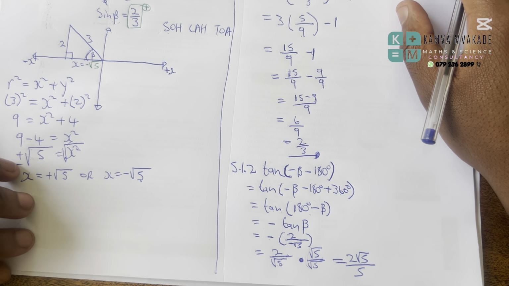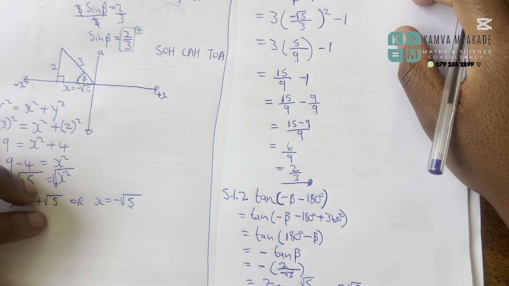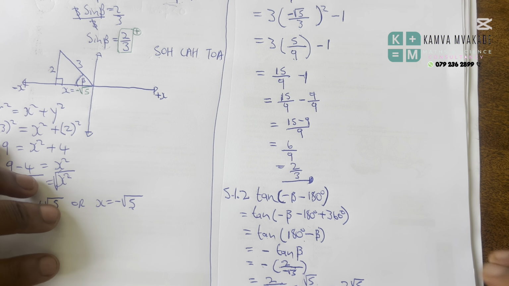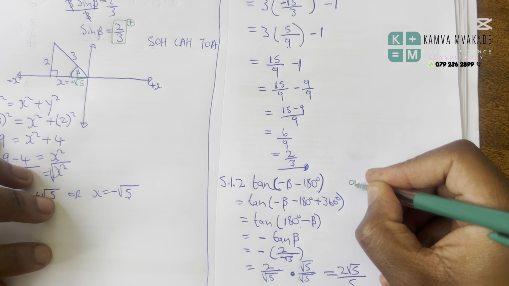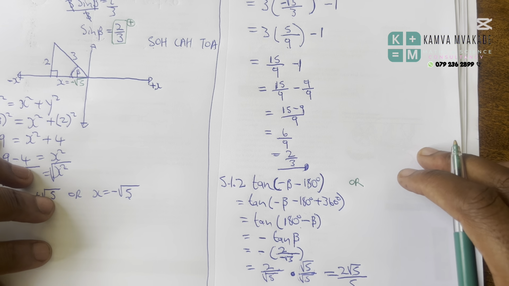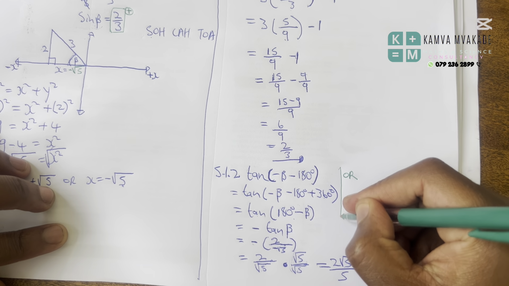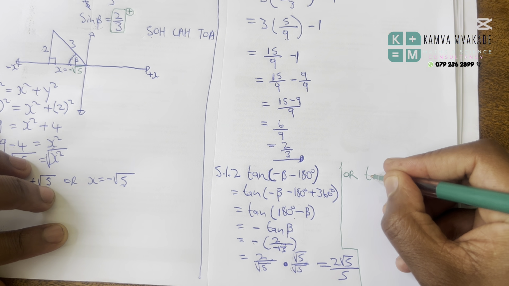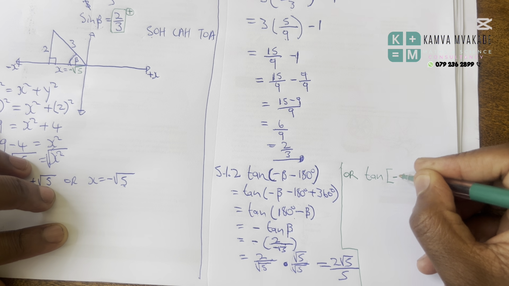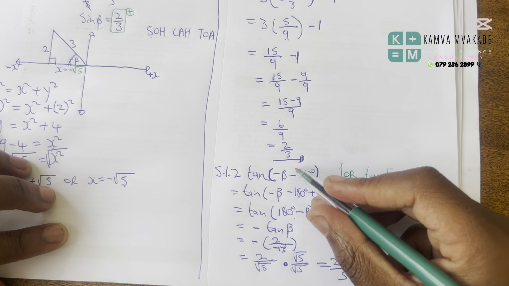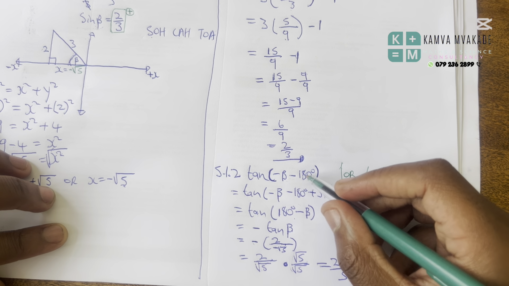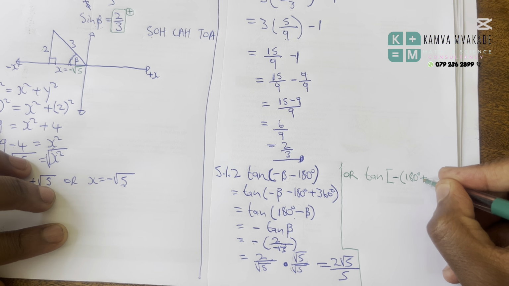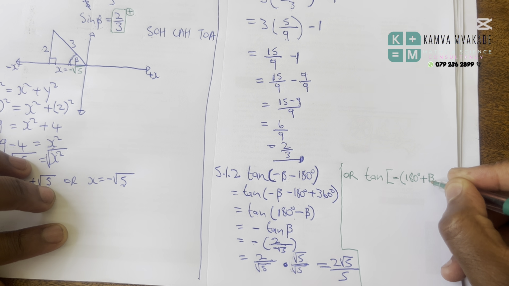Now let's look at 5.2. But before we go to 5.2, good people, let's see another option for doing 5.1.2. Another option is that we can take out negative as a common factor. There we can have tan of, and you see negative outside. When you take negative outside, the signs of the things inside are going to change. Now it's going to be 180 degrees plus beta.